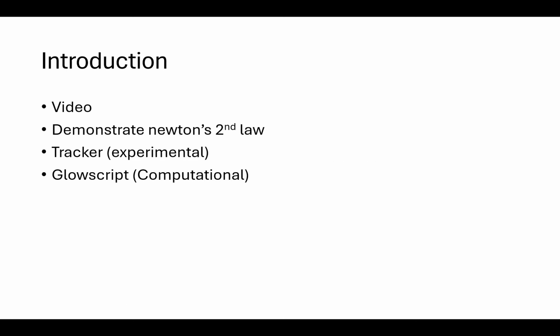So, some introductions. The purpose of this lab was to compare an object's predicted position against its observed position. We did this by recording a video of us rolling an object across a platform and then putting that video into a tracker, which would give us our observed position and velocity. And then we put some data into GlowScript, which gave us our object's predicted position and velocity. We did this in order to demonstrate Newton's second law.